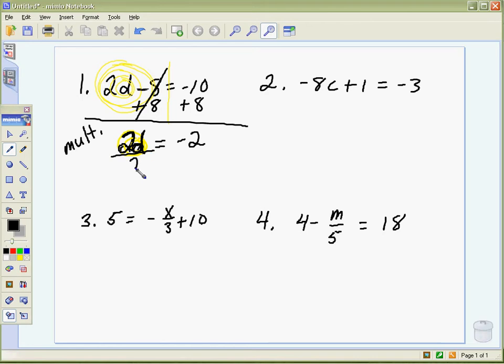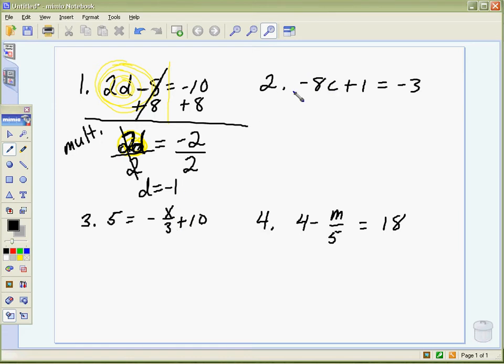So we want to do the opposite of multiplication, which is division. So I want to divide by 2 because the 2 is the number I want to go away from the d. This causes that to cancel. If I divide the left side of the equation by 2, I have to divide the right side of the equation by 2. And negative 2 divided by 2 is negative 1. So d is equal to negative 1.